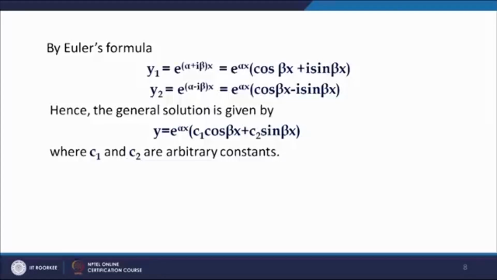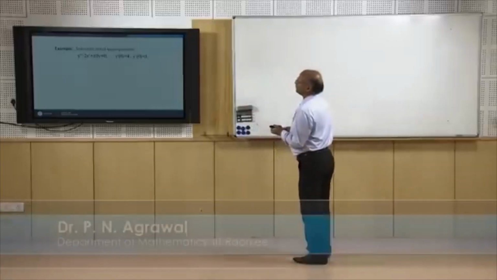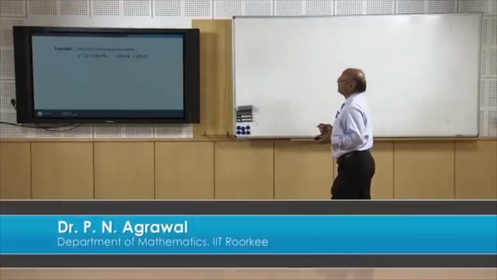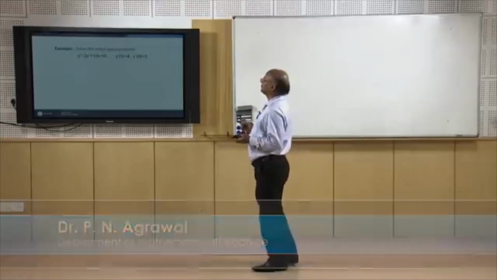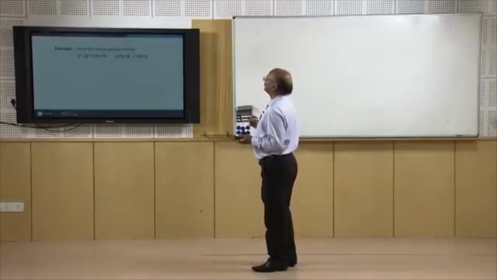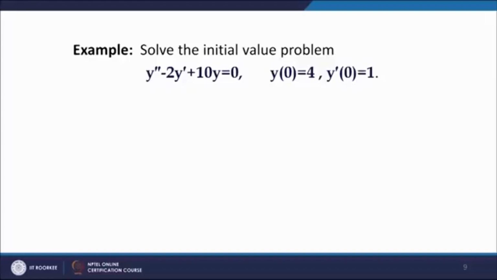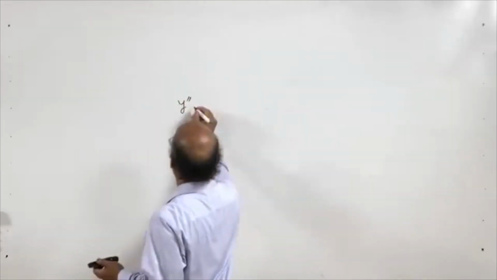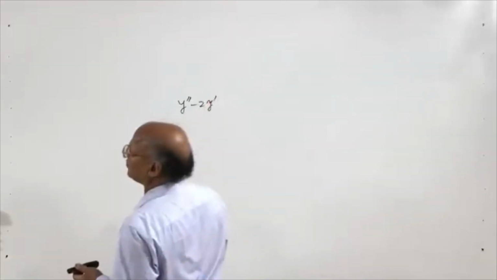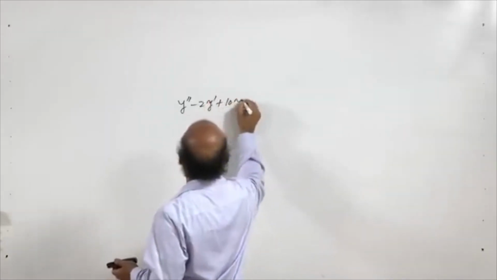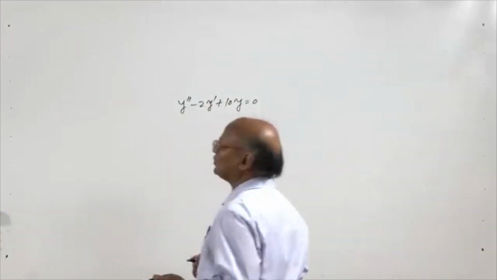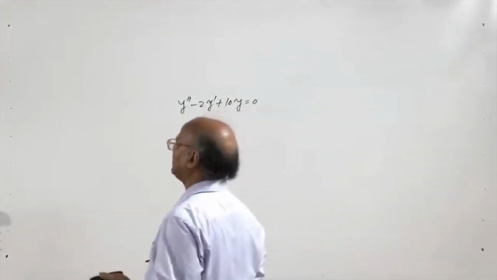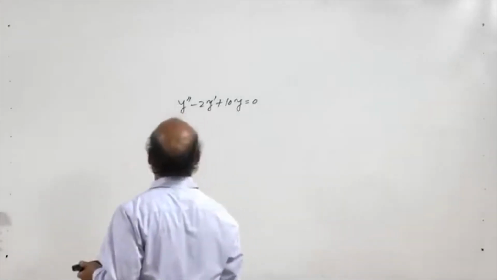Let us now take up the problem y double dash minus 2y dash plus 10y equal to 0. This is an initial value problem. We are given a homogeneous second order linear differential equation with constant coefficients along with two initial conditions. At x equal to 0, y is given as 4, and at x equal to 0, the derivative of y is given as 1. So these two initial conditions will determine a unique solution of the homogeneous linear differential equation of second order.